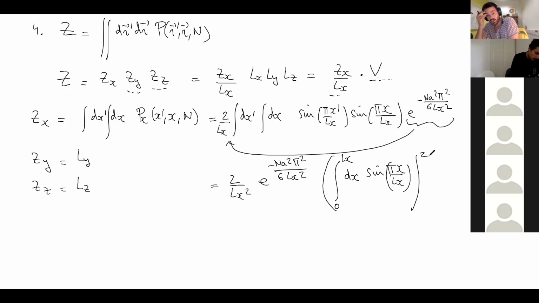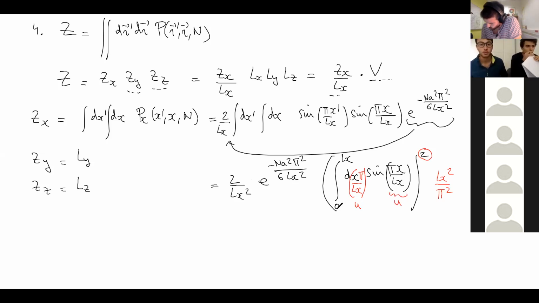What is the value of that? We can do a change of variable here. For pi x over Lx, I can put a pi over Lx and multiply by Lx over pi. Since there is a square, there is an Lx squared over pi squared that jumps out due to that. And then this is a new variable that I can call u, and it goes from 0 to pi.